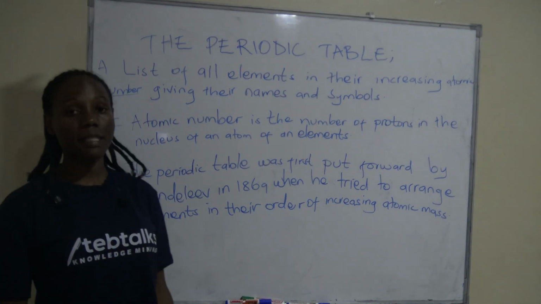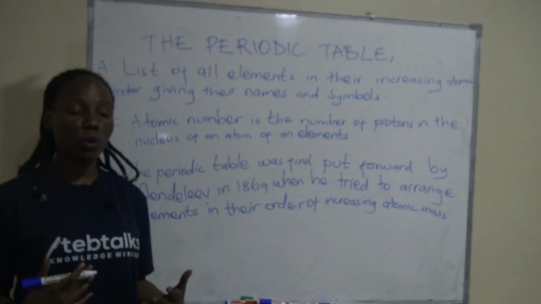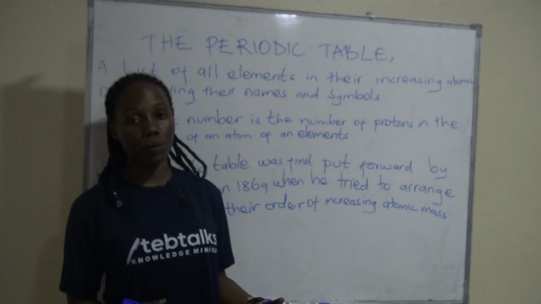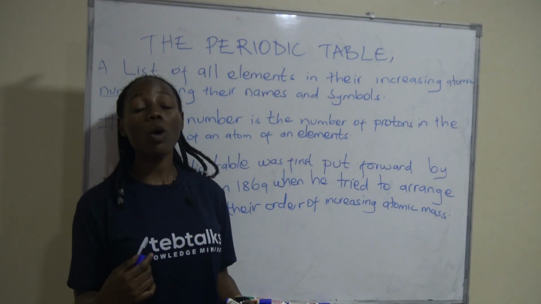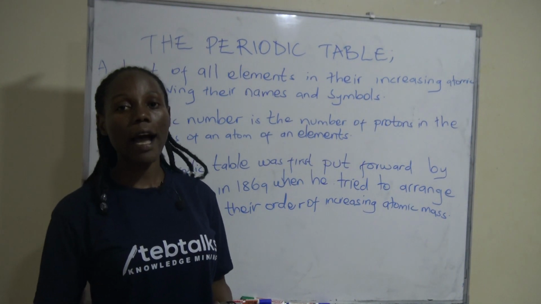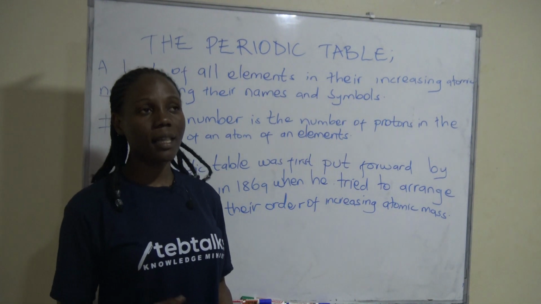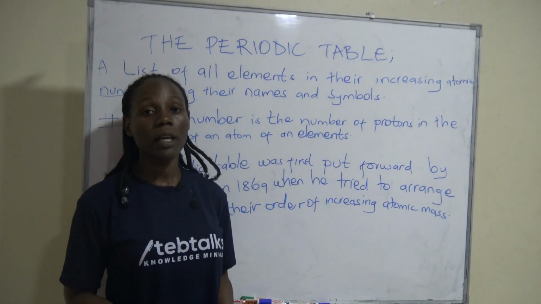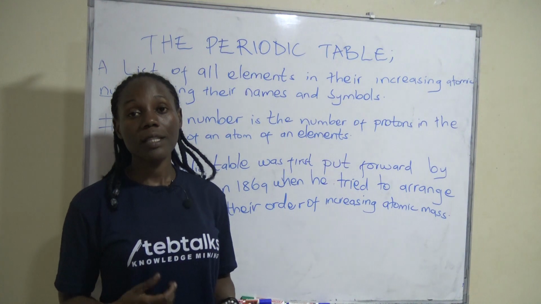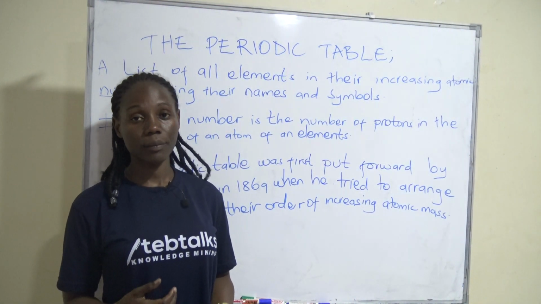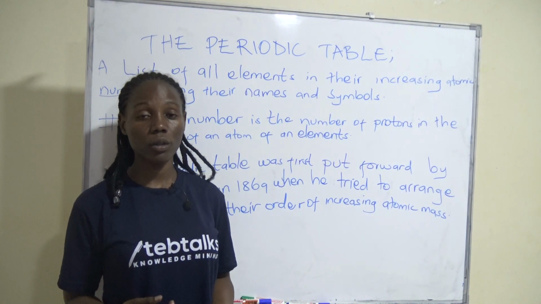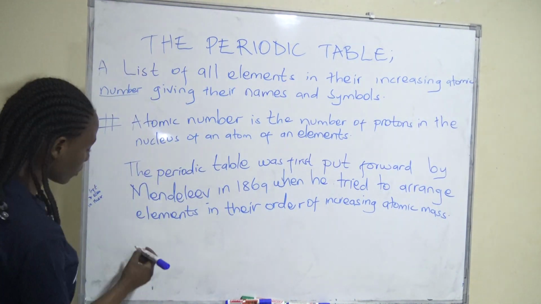That was in 1869, when he tried to arrange the various elements in order of their increasing atomic mass. And what does the term atomic mass mean? This refers to the sum of protons and neutrons in the atom of an element.